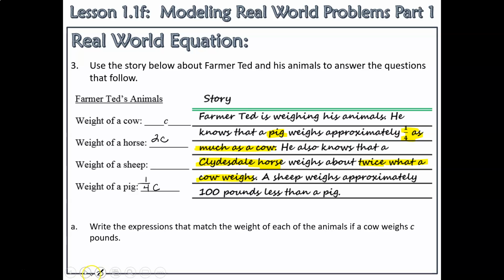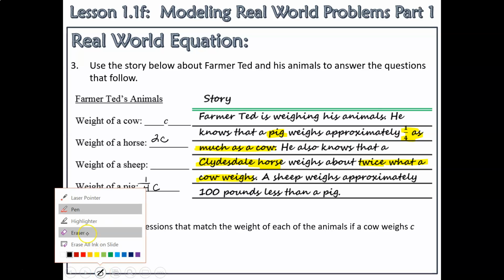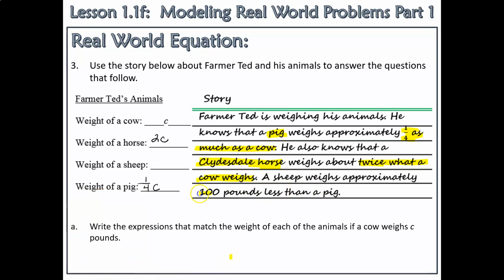And the sheep is interesting: 100 pounds less than the pig, not the cow. We have to be careful. So a pig is 1/4 C. And then if you subtract 100, you get to the weight of a sheep.